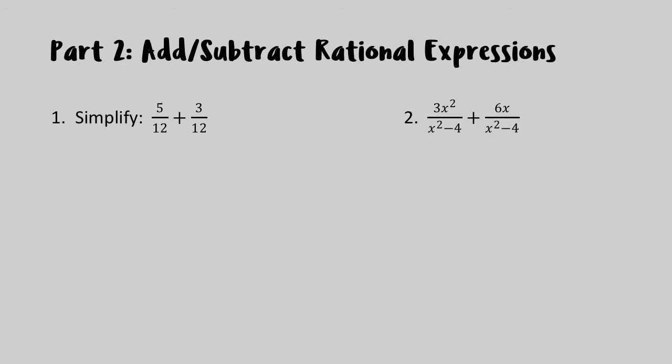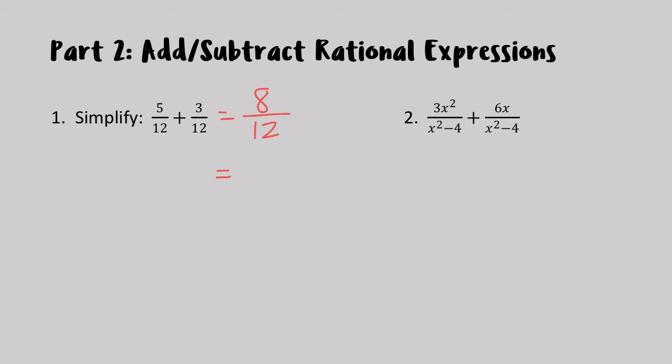The next part is adding and subtracting rational expressions, which is a little bit different. When you add and subtract, you need a common denominator. These first couple already have a common denominator. So when you have a common denominator, you add the numerators together and the denominator stays the same. So 5 plus 3, 8. And then always make sure you see if you can simplify that.